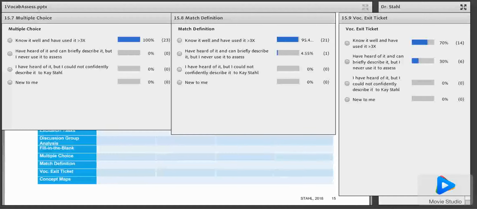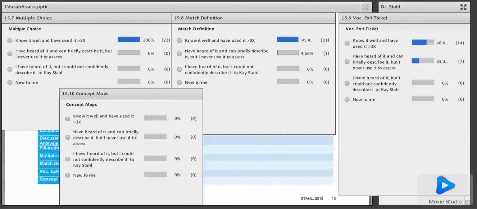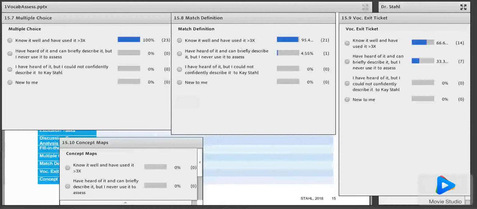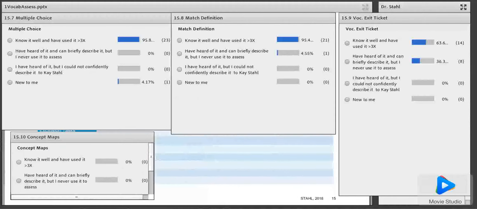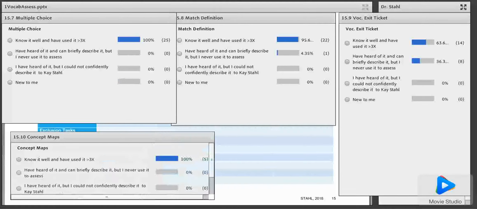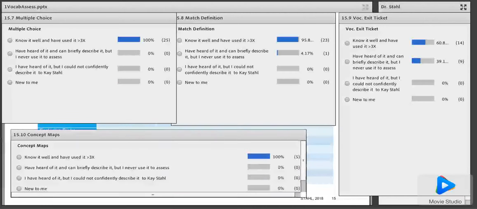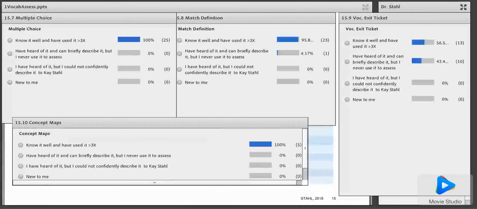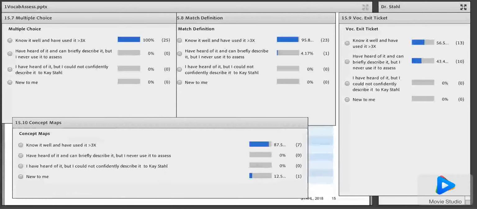If you've used exit tickets, now see, there is a bullet there. If you have used exit tickets, but you just haven't used them as a way to assess vocabulary, then you want to fill in the second bullet: Yes, I've heard of it and can describe it, but I never use it to assess. I would expect that most of you would be in those top 2 bullets.